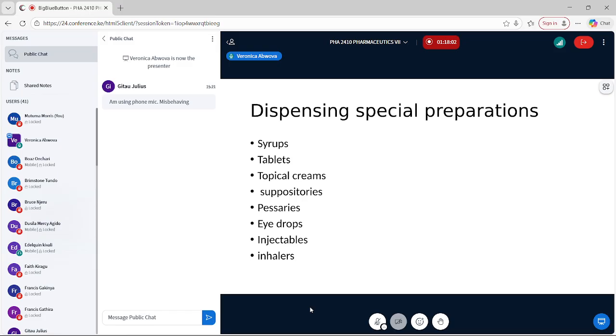Okay, now we can look at how you would dispense special preparations, syrups. Are there any specific instructions that you need to look at when dispensing syrups, tablets, topical creams? Okay, suppositories, pessaries, eye drops, injectables, inhalers. Yes, Timothy.